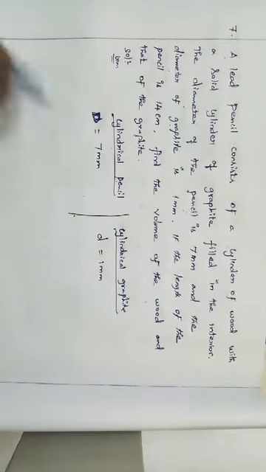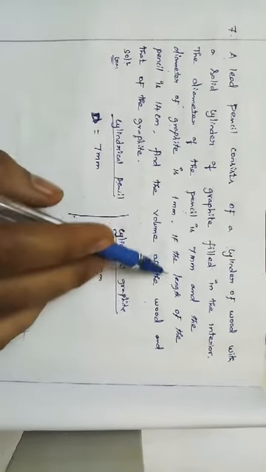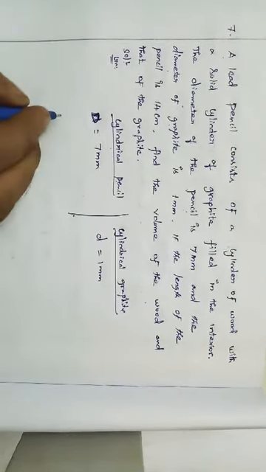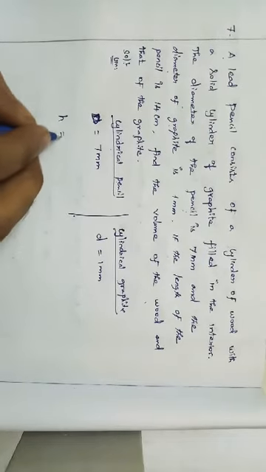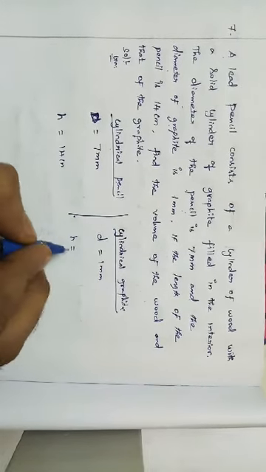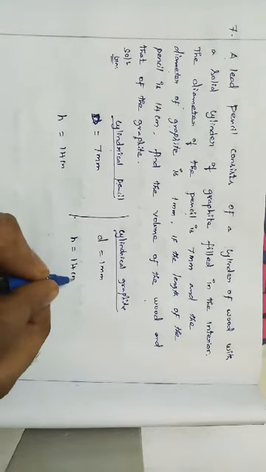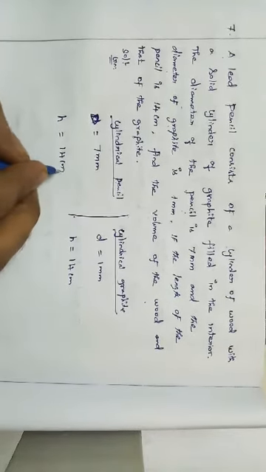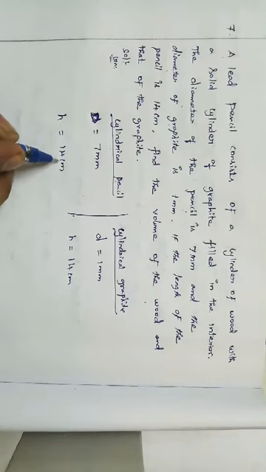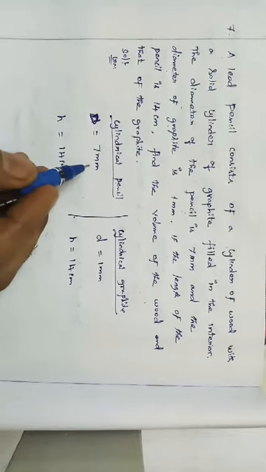We first have to convert. Next, the length of the pencil is 14 centimeter, so the height of the pencil is 14 centimeter. It is the same height for both, so the height of the graphite is also 14 centimeter. Here it is in millimeter and here it is in centimeter, so better we convert everything into centimeter.